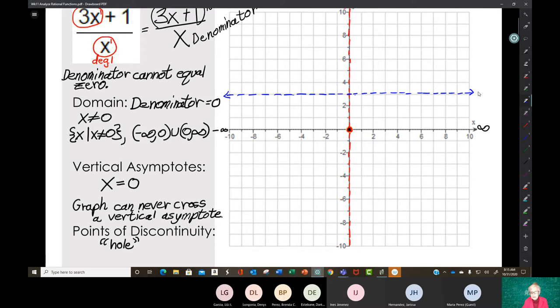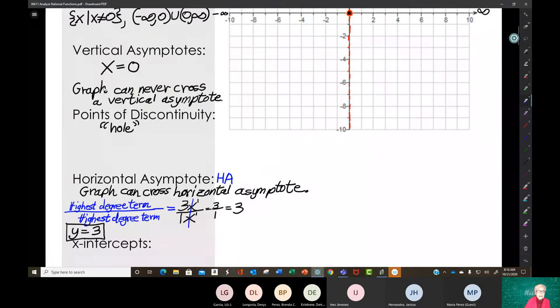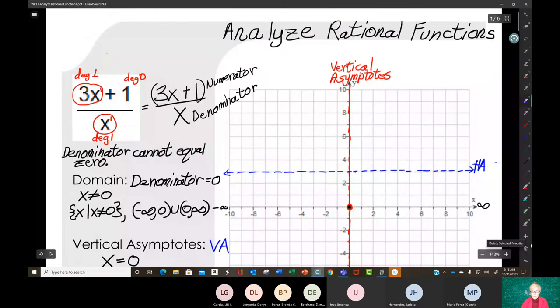We call it the HA. I don't really have anywhere to write it. If I write it over here, it'll disappear. If you get too close to the edge, it doesn't print, so you have to be careful. So I'm going to put HA. HA is what the horizontal asymptote is called. And in fact, while we're at it, let's go back to the vertical asymptote. That is called a VA. So you have a VA and a HA. The red one's a VA. The blue one's a HA.